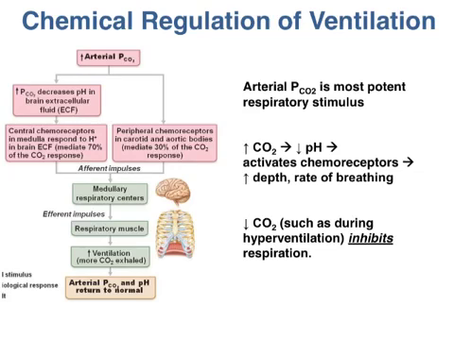Let's talk about those chemoreceptors for a second. They're all based around the amount of carbon dioxide in the blood and how that relates to pH of the blood. Arterial pressure of carbon dioxide is actually the most potent respiratory stimulus. Most of you probably think that you breathe when you need oxygen, but it's actually more physiologically correct to say that you breathe when you need to get rid of carbon dioxide. Carbon dioxide is much more of a force in driving ventilation than oxygen is.